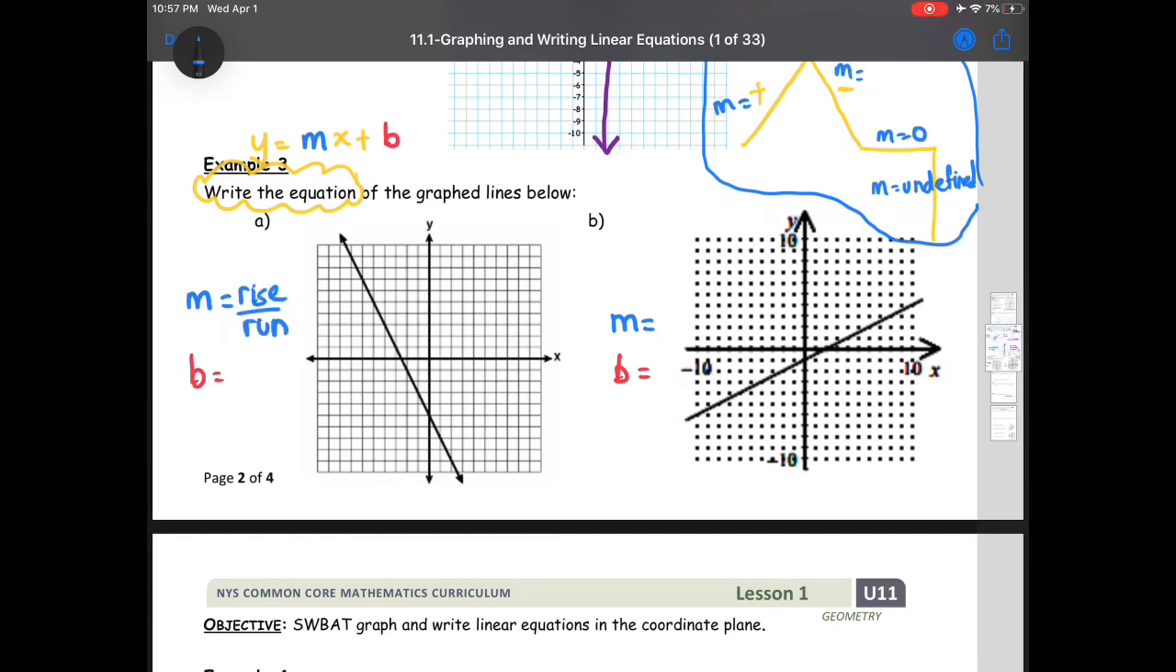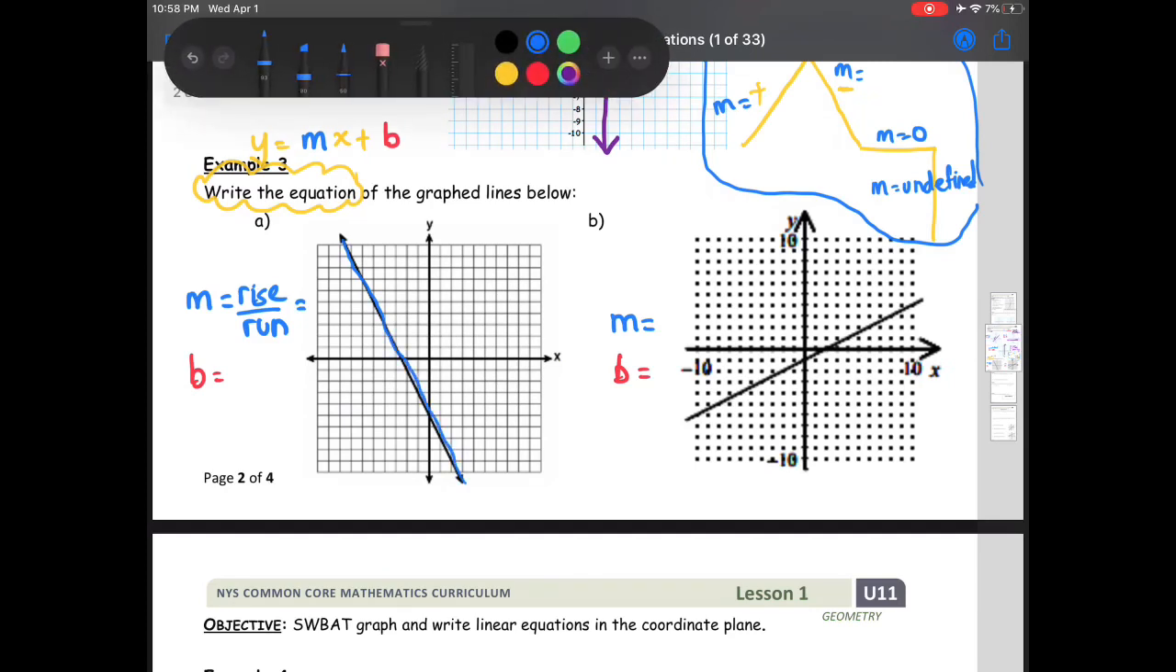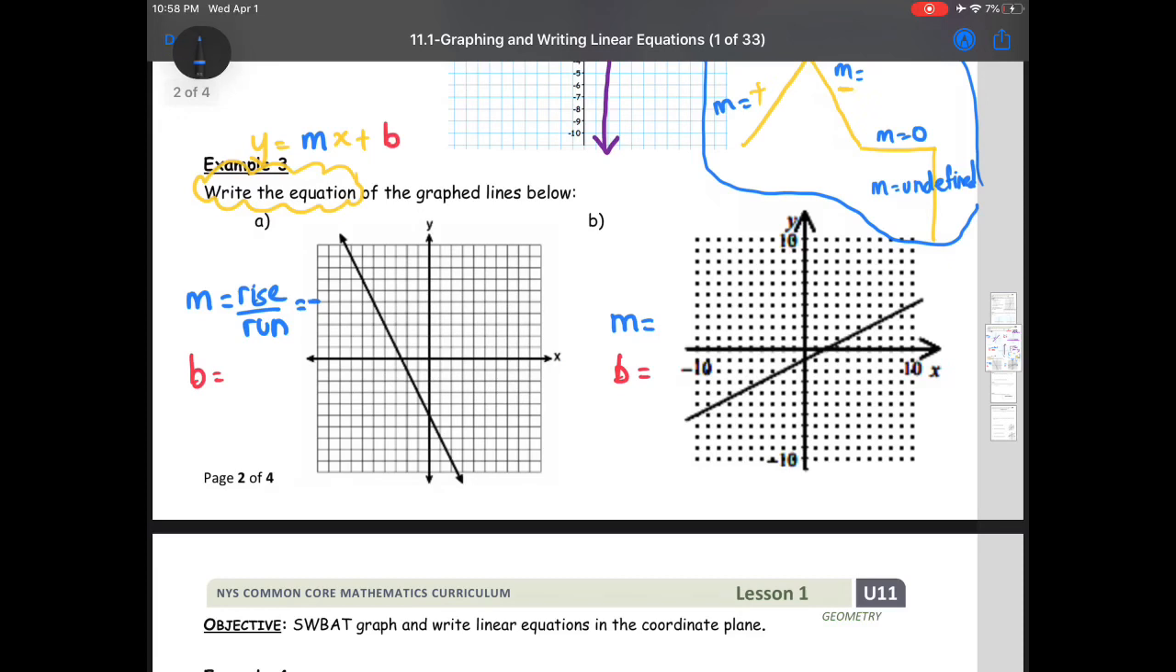First of all, think about it. Reading your graph left to right, is the line going down or up? It's going down, right? If I was to trace it, it is going down. I don't need that, so I'm just going to erase it. So it's going down, so it's going to be negative something. And now what is the rise over run?